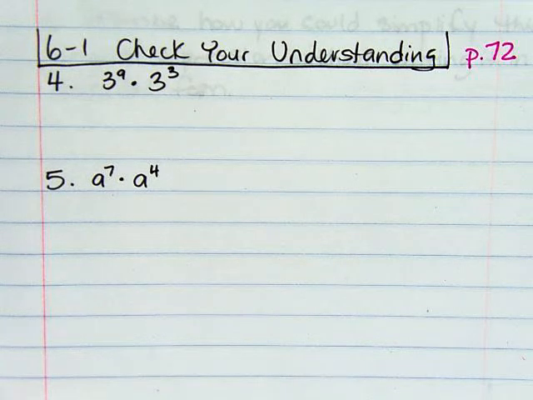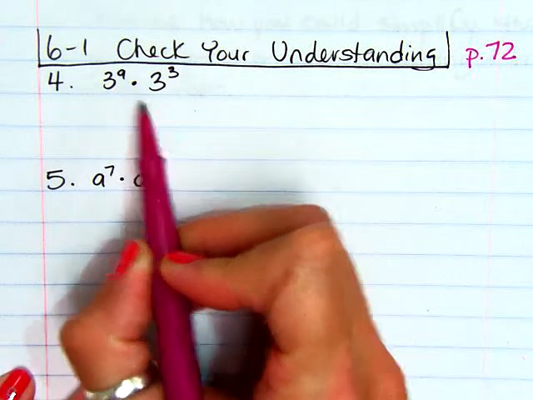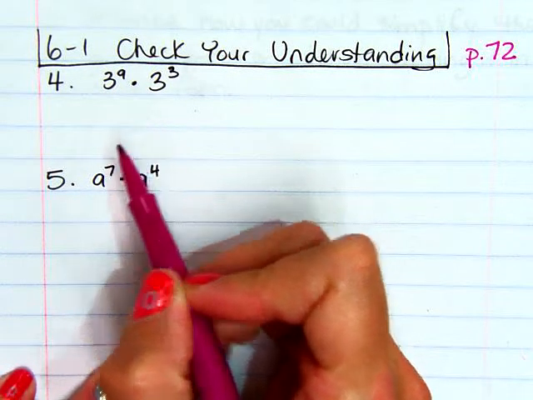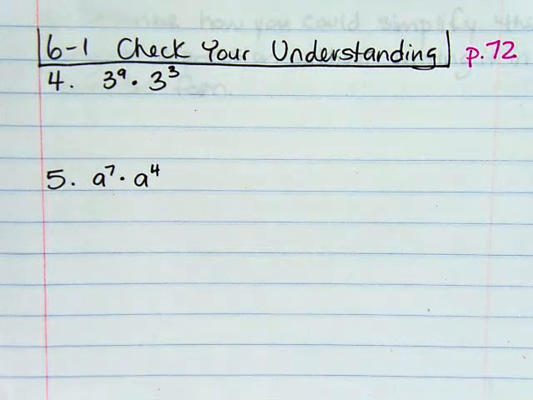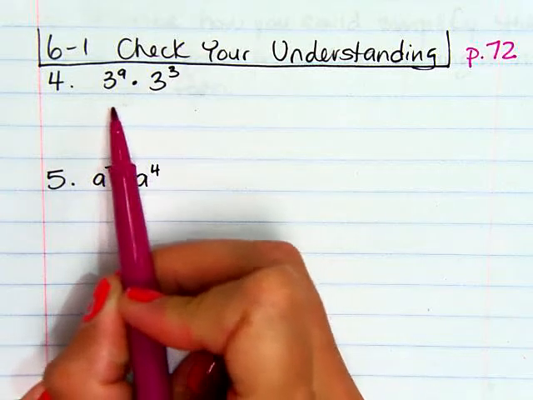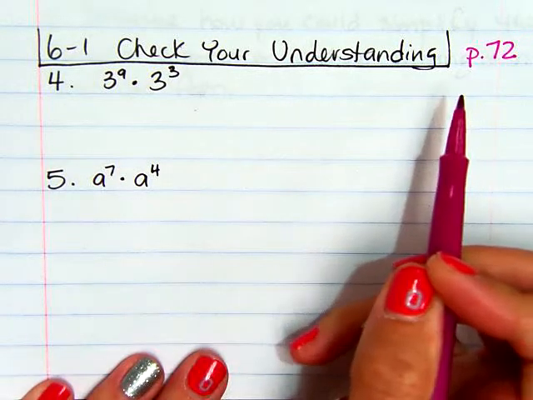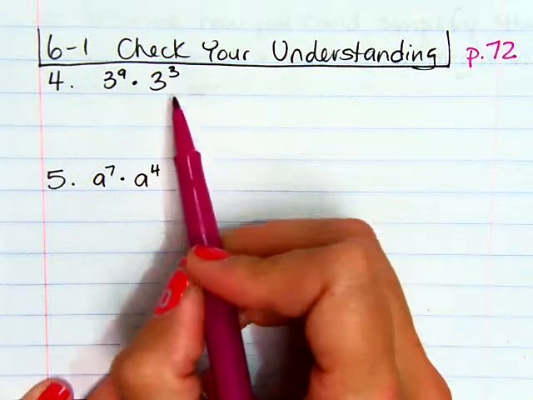So these are multiplying, that's what this little dot means. And I know a shortcut. I actually know two strategies. One strategy is to write it all out in expanded form. So if I did that, that would be 3 to the 9th power, which means 3 times 3 times 3, 9 times, and then times 3 times 3 times 3, which would be the 3rd power.